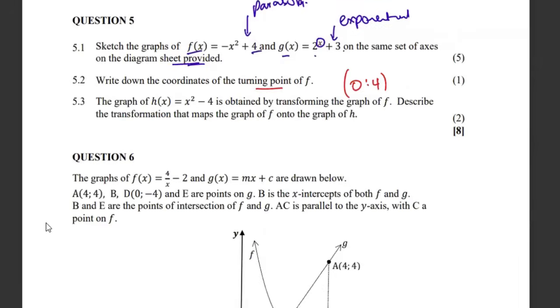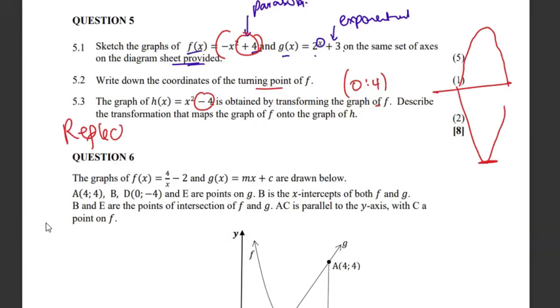Then the graph h of x, which is x squared minus 4, is obtained by transforming this first graph. Describe the transformation. What we are saying is that if originally it was a frown, now it is a smile. But instead of it touching +4, it's now touching -4. What happened simply means that we flipped it about the x-axis. So it's basically a reflection about the x-axis. That is what we have to do.